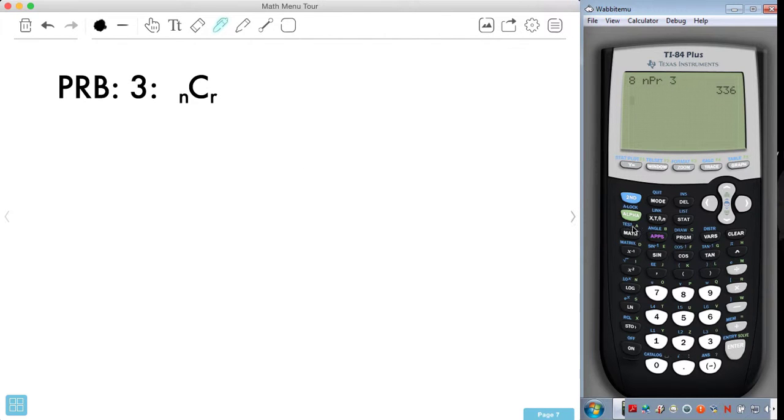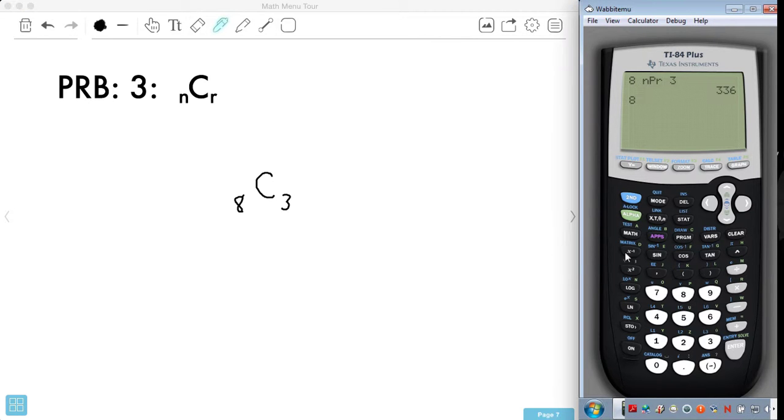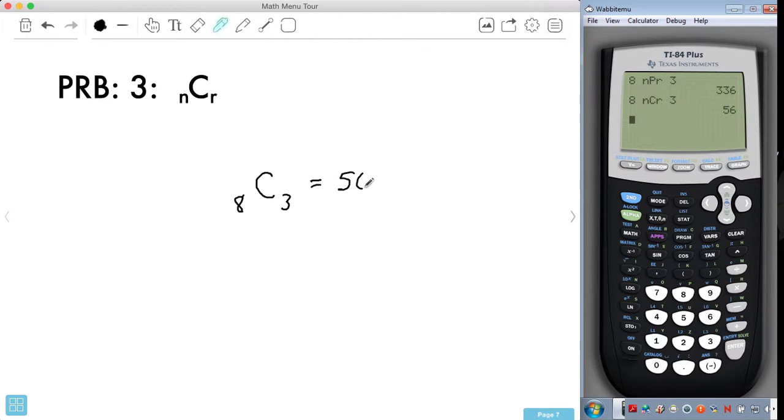Similar to that is NCR. This is a combination where you're only selecting objects. So from 8 objects, if I only want to select 3 of them and not assign them into roles or positions, I just want to select 3 out of the batch, I would again go 8, I go back to Math, left arrow over to probability, and I would pick option 3 and then put in my second number, which is a 3. You'll notice a lower count here because there's less ways to only select people than to select and reorder people. Okay, so that's equal to 56.